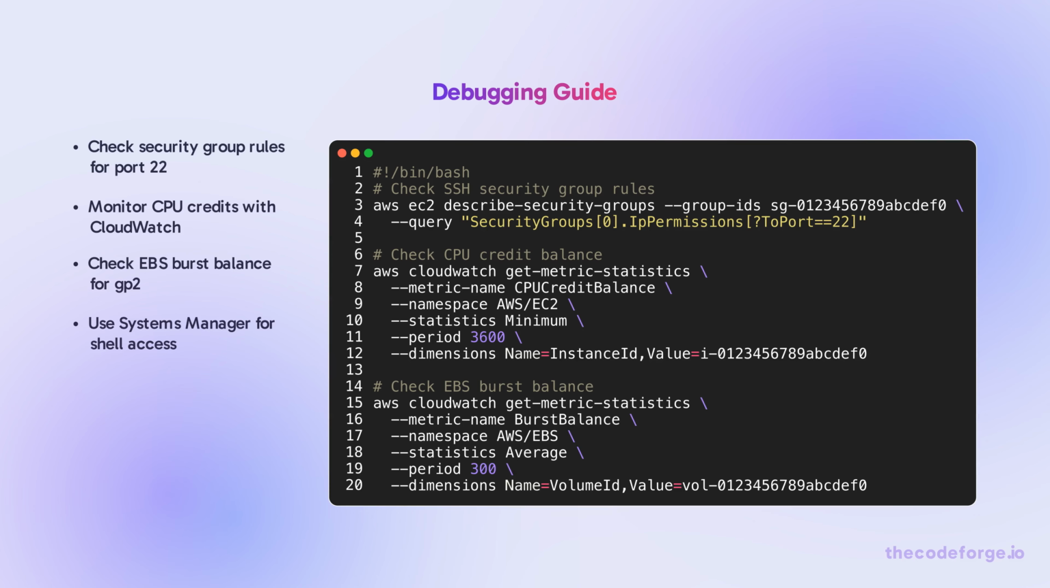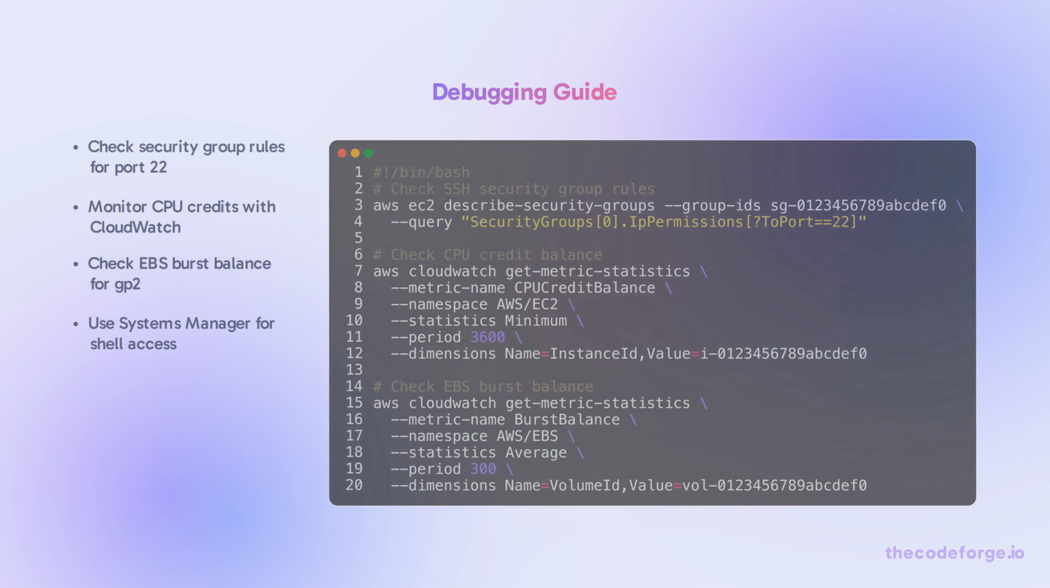Here are the exact commands to debug the most common Elastic Compute Cloud issues. Check security group rules for SSH, monitor CPU credit balance to see if a T instance is throttling, and check Elastic Block Store burst balance for GP2 volumes. Use Systems Manager Session Manager for secure shell access without a public IP.